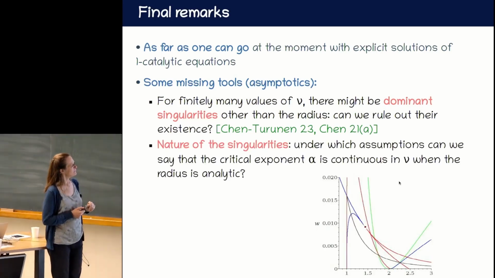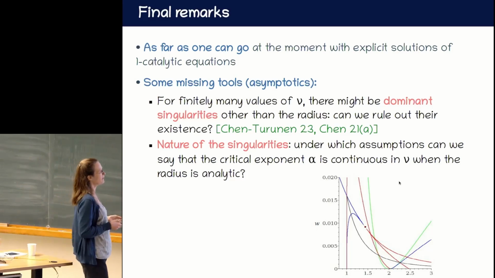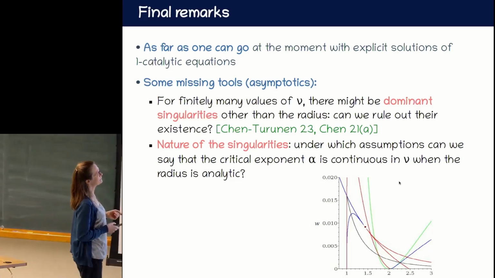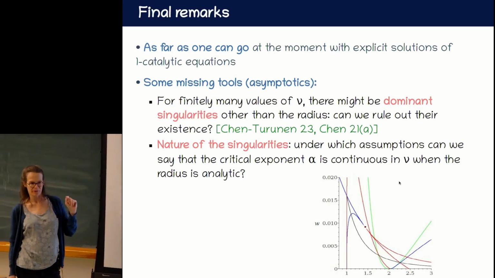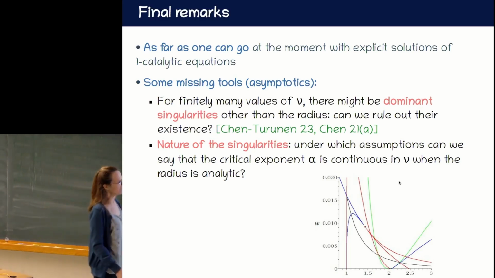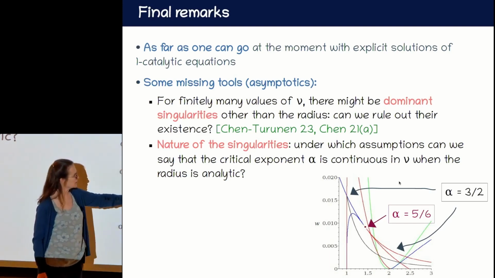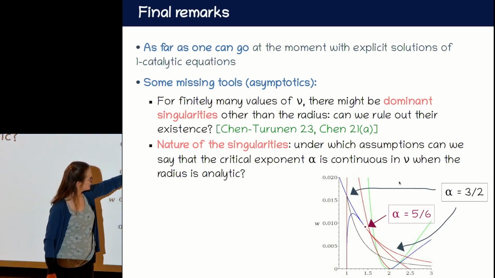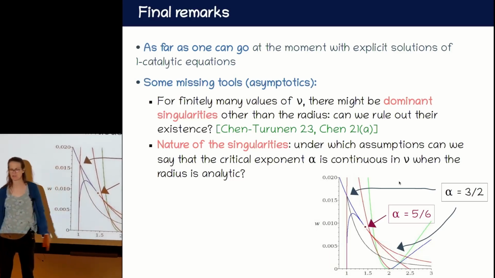And the second question must be recurrent in models of theoretical physics. It deals with this critical exponent alpha. So I've told you that, for the radius of convergence, alpha is 3/2 here, 3/2 there, and only changes at the critical point.